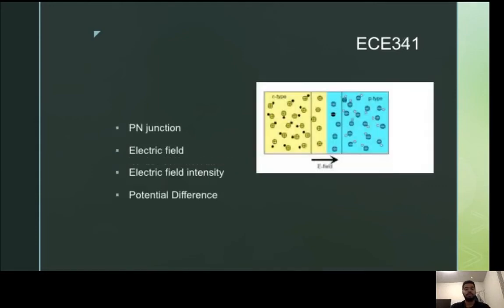And let's go to ECE 341, which is electromagnetics. The diodes are made of p-n junctions. Between the p junction and the n junction, there is an electric field, which produces electric field intensity. According to Gauss's law, there will be a potential difference produced between the edges of the cylindrical shape of the diode.